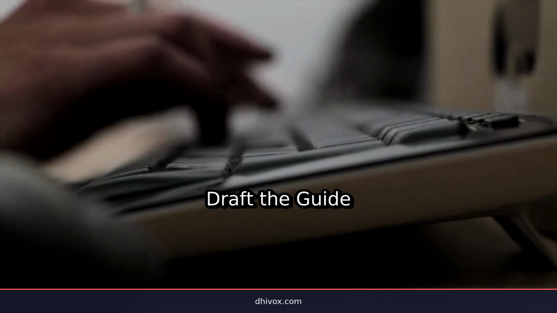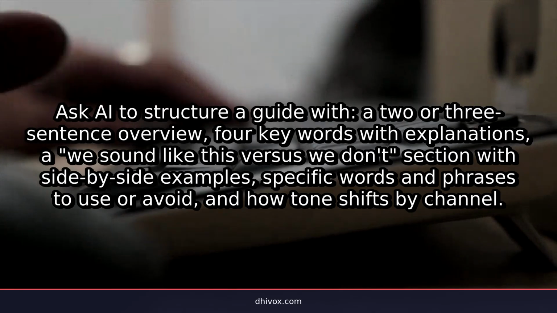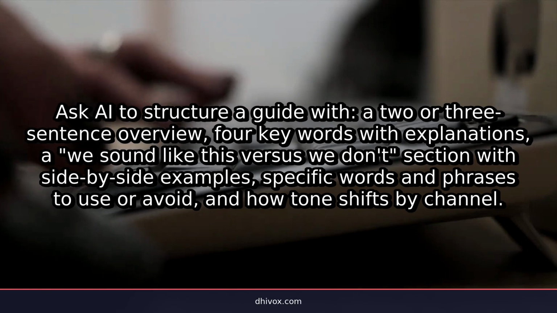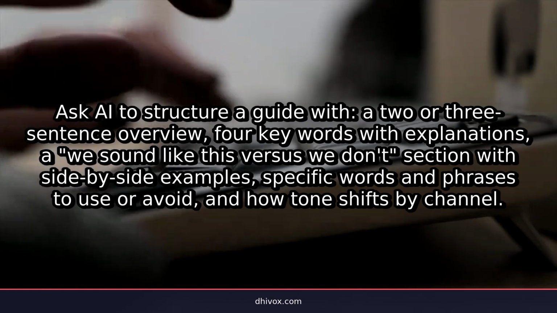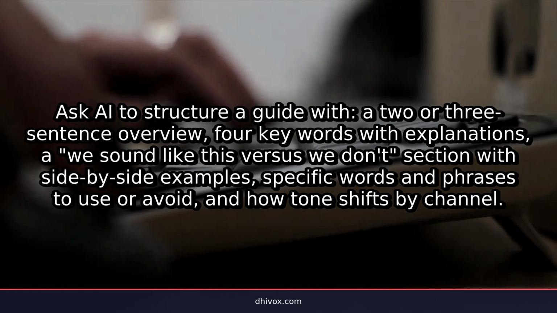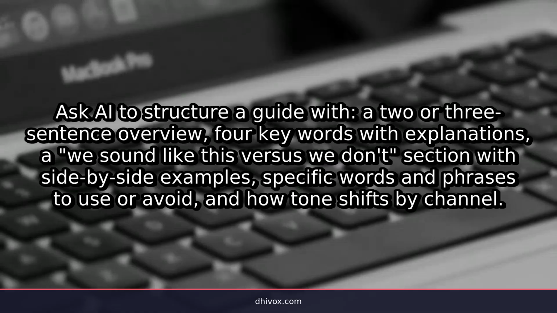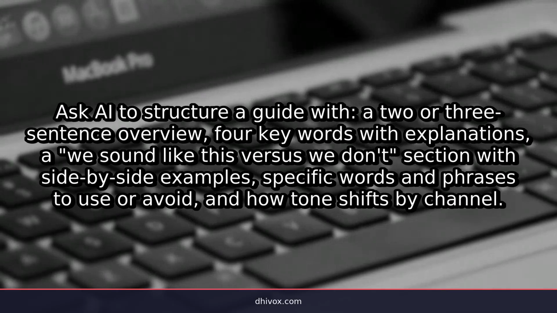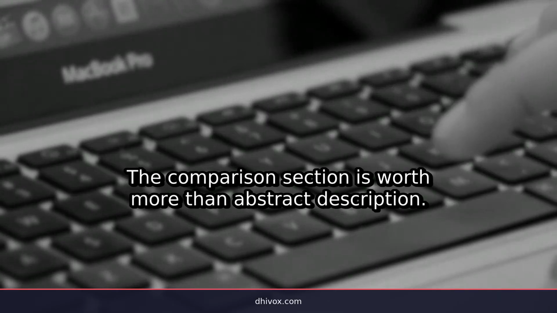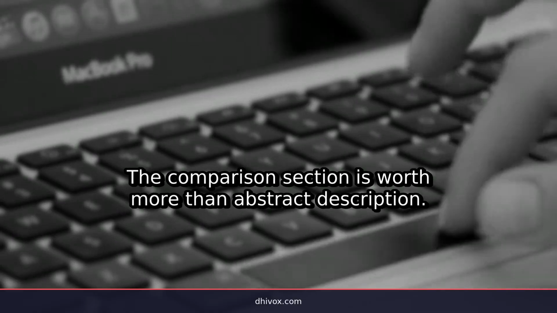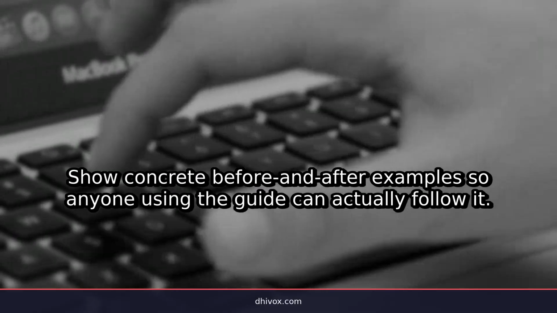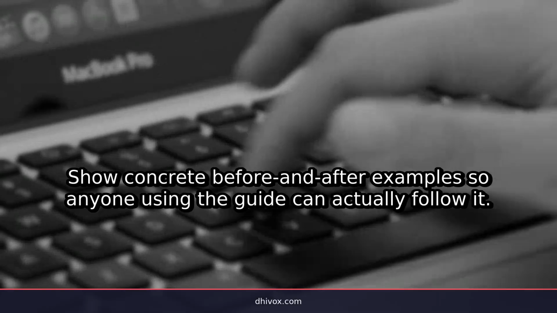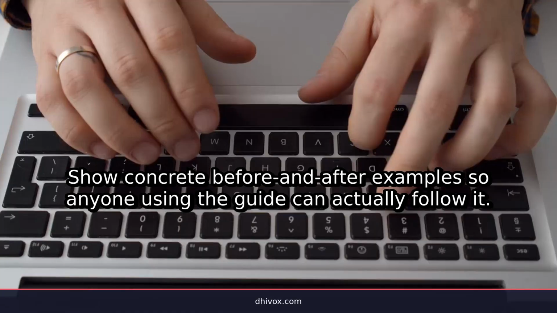That's actionable. Draft the guide. Ask AI to structure a guide with a 2 or 3 sentence overview, keywords with explanations, a "we sound like this" versus "we don't" section with side-by-side examples, specific words and phrases to use or avoid, and how tone shifts by channel. The comparison section is worth more than abstract description. Show concrete before and after examples so anyone using the guide can actually follow it.